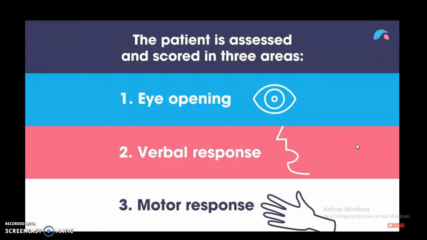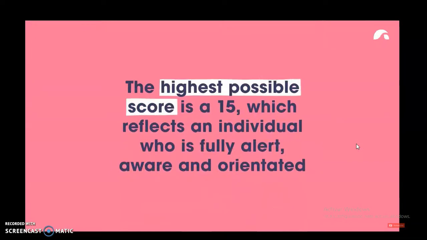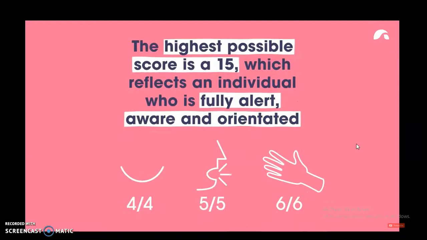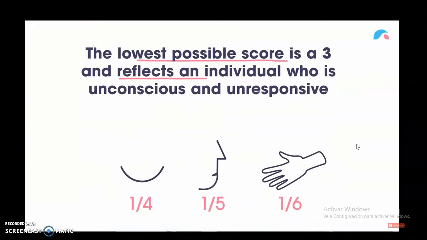1. Eye opening. 2. Verbal response. And 3. Motor response. The highest possible GCS is a score of 15, which reflects an individual who is fully alert, aware, and orientated. The lowest possible score is a 3, meaning the person is unconscious and unresponsive.